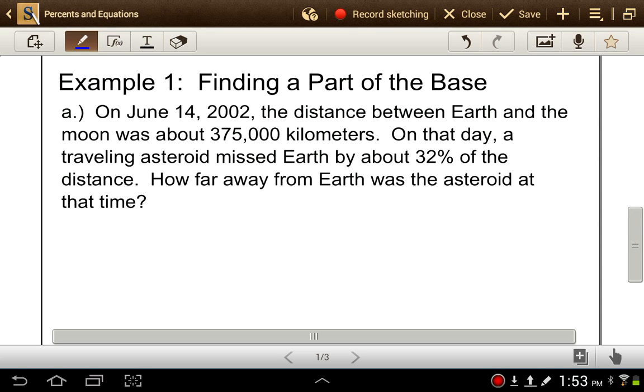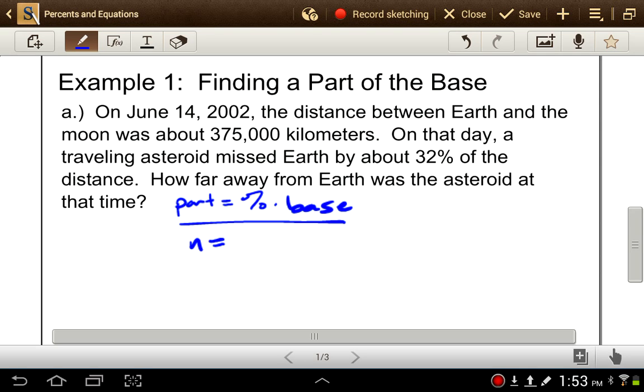Okay, so I'm going to set up my problem here. Now remember, it's always part equals your percent times your base. You don't need to write that every time, but I just want to write that to remind you. So our part is the asteroid, because we don't know how far that is. The total distance is the moon. The asteroid is somewhere between the moon and that. It's a part of that, 32% of that number. It says of the distance, referring to the distance to the moon. So our part is the asteroid. That's the piece we're looking for. So that's what I'm going to use as my variable.